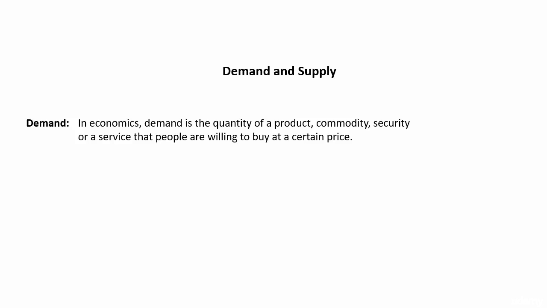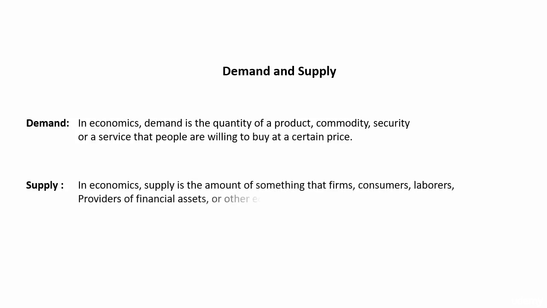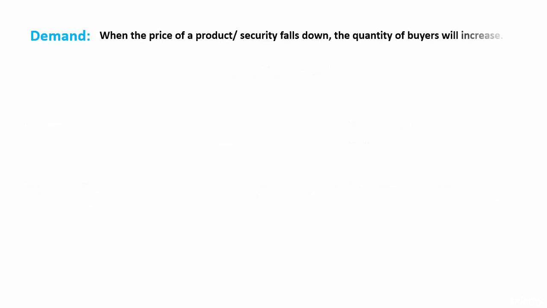On the other hand, supply is the amount of something that firms, consumers, providers of financial assets, or other economic agents are willing to provide to the marketplace. For example, for the demand of a jar of milk, a farmer would be willing to produce or supply a jar of milk at the price of $5. Demand and supply both have an inverse relationship between the price and quantity, which is called the theory of demand and supply. According to this theory of demand, when the price of a product, asset or security falls, the quantity of buyers will increase.